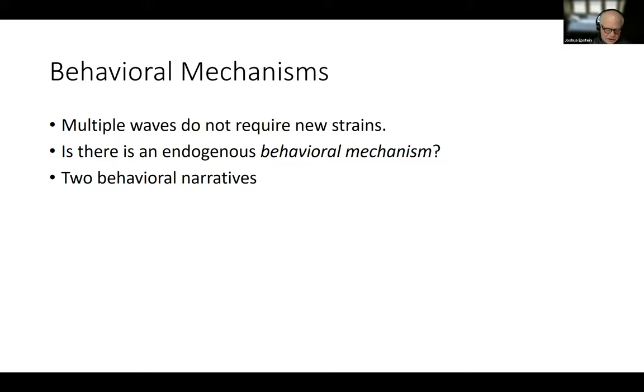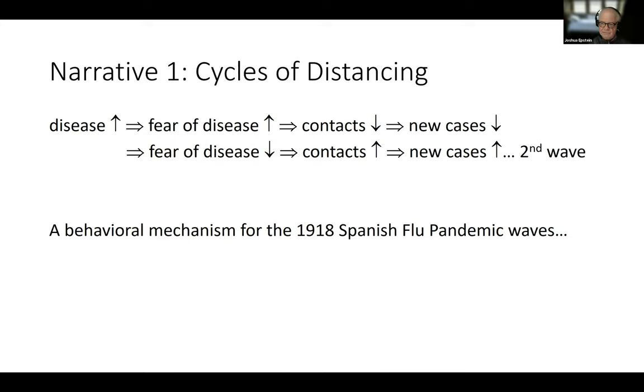So I want to show two kind of behavioral narratives that we're trying to capture in the model. And I'll show you the mathematics after talking about this. But one narrative is really about distancing. Forget vaccine for the moment. This narrative is the disease takes off. That makes people afraid of the disease. Because they're afraid, they go into isolation, wear masks, do hygiene. Distancing takes over. So contacts go down. And that makes new cases go down.